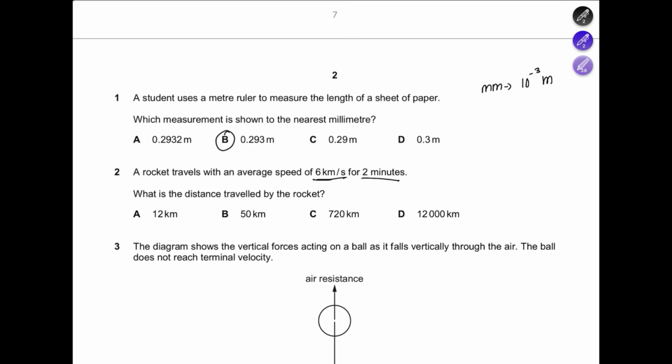Second, a rocket travels with an average speed of 6 km per second for 2 minutes. What is the distance traveled? So speed equals distance over time. Therefore, distance is going to be speed multiplied by time. Speed here is in kilometers per second. Time needs to be converted into seconds. It's in minutes, so multiply by 60. You'll get 6 times 2 times 60, which is 720, and you'll get kilometers. Therefore, the answer is C.